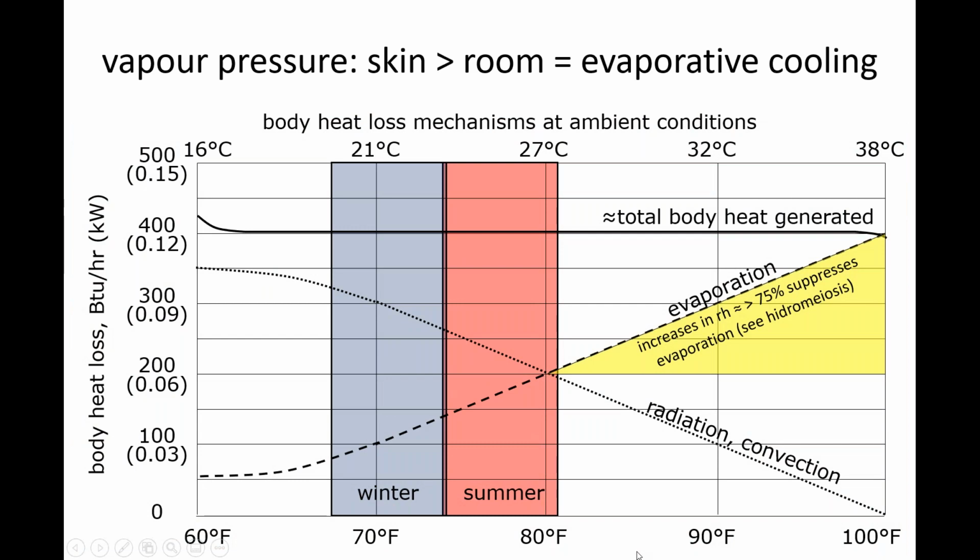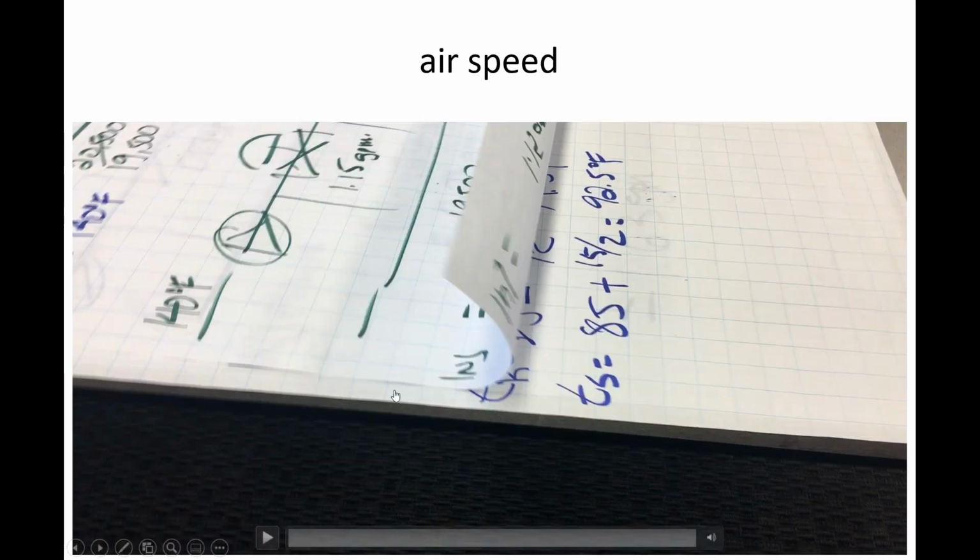And we know basically that when you start to get into the higher temperature ranges, say 25, 26, 27, the shift occurs where the body moves from radiant and convective cooling to more evaporative cooling. And of course, the evaporative cooling works provided the vapor pressure in the room is lower than the vapor pressure on the skin. So this is why we need to control humidity if we want to actually cool.